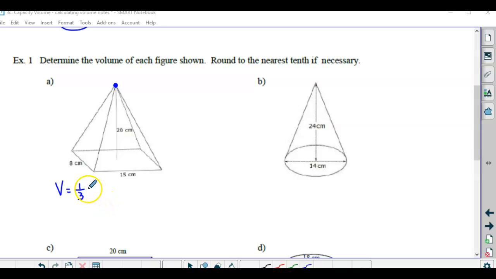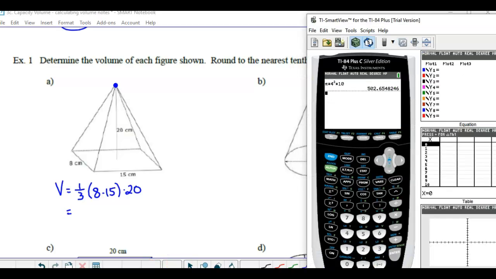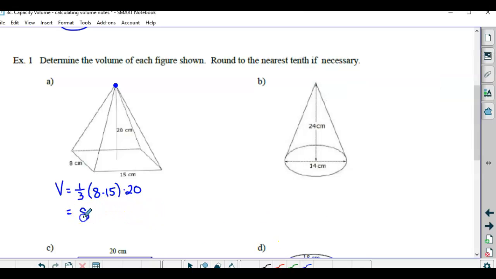Okay, so the area of the base is 8 times 15, times the height, which is 20, and so you get out your calculator. You can go 1 divided by 3 times 8 times 15 times 20. Okay, so that is 800 centimeters cubed.